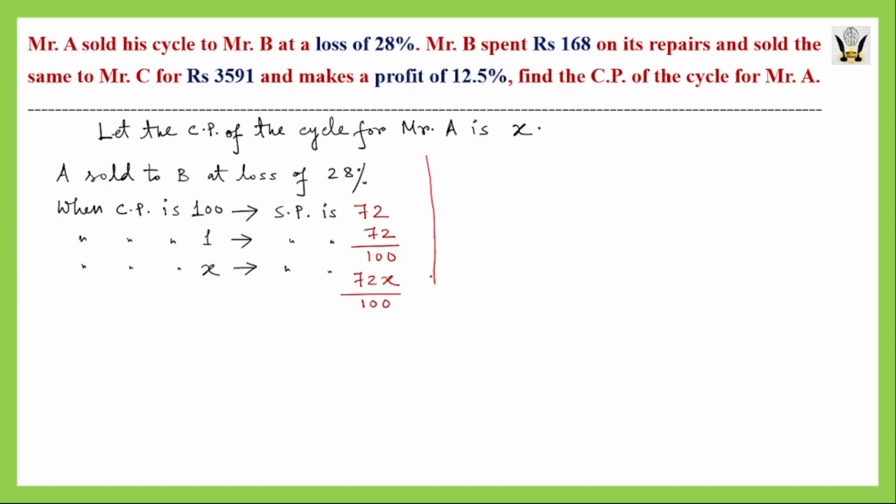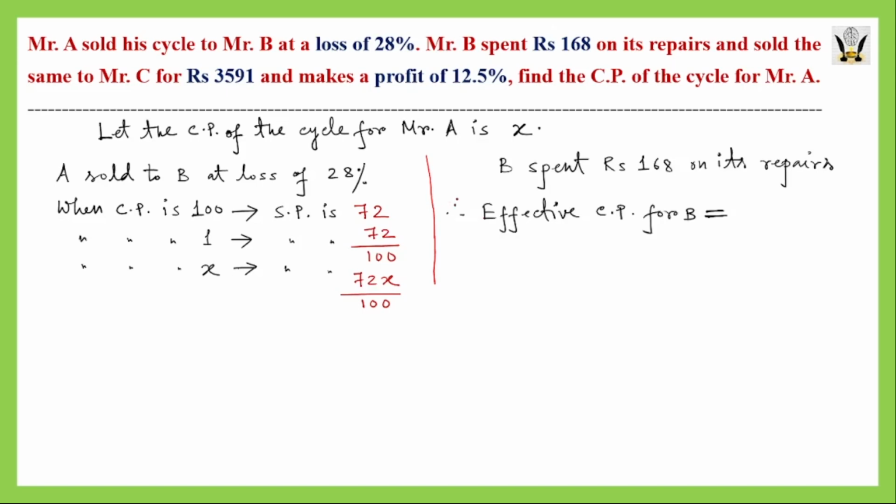Now what happens? After B purchased that cycle from A, he spends rupees 168 on its repairs. That means the effective cost price for Mr. B increases. And how much now is the effective cost price? Initially he purchased that cycle at this price 72x divided by 100, and then he spent 168 extra on that. So the effective cost price now for Mr. B will be this much rupees.